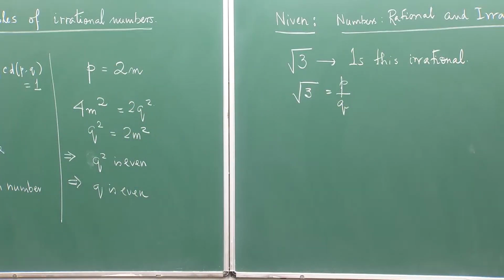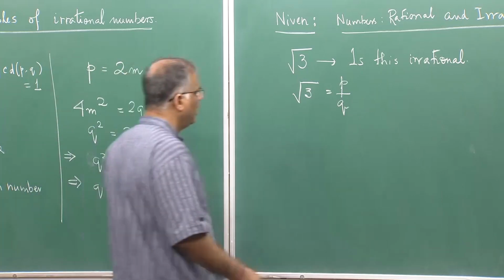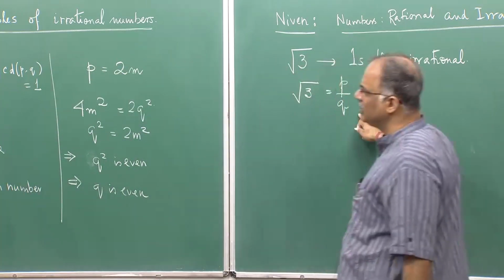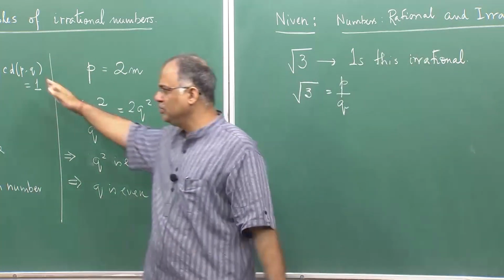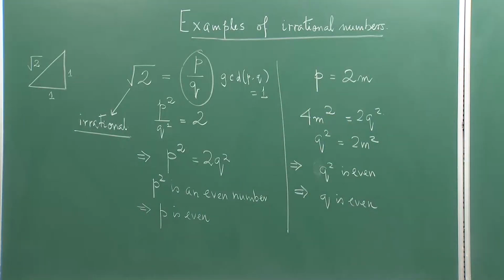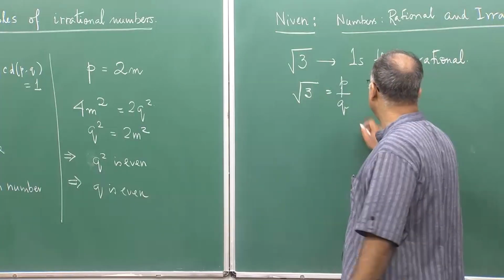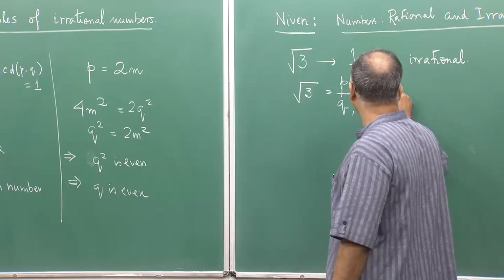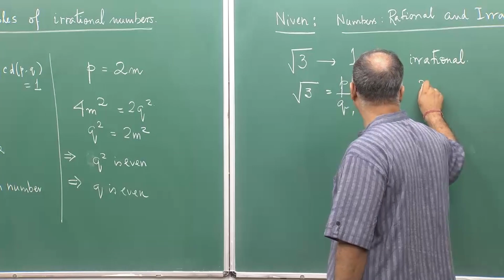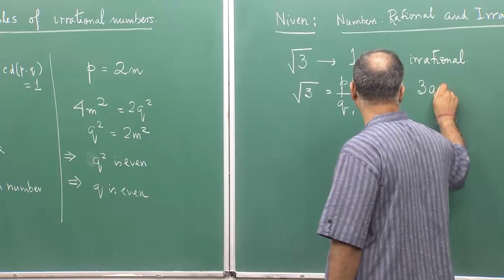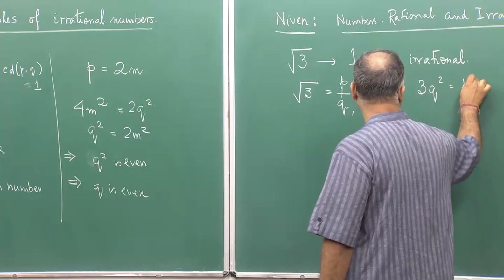You will be given the notes, they would be uploaded and then you can see it in detail. So, I am not writing everything, every word in detail or the way I have written in the notes. So, what does it mean? So, I am expressing this again, P by Q must be in the reduced form, that is, you will always assume that the GCD, the greatest common divisor between P and Q is 1. So, this would imply that 3 Q square is equal to P square.